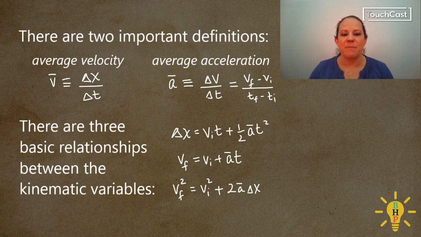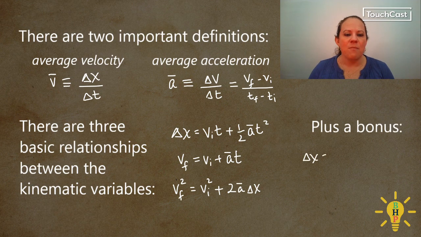by the displacement. And there's one more bonus equation that's not necessarily part of the standard set, but also works for a constant acceleration, which is 1/2 of the sum of initial velocity plus final velocity, all multiplied by the time.